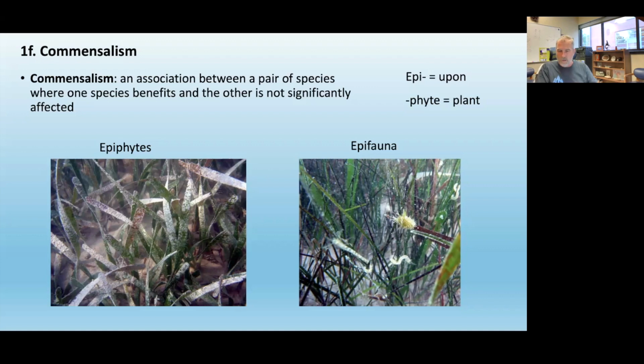That might grow on another species, and that species is not really benefiting from it, but the epiphyte or the epifauna might be using that base as an anchor, or as a place from which they might source food, right? But the plant itself is not really either helped or harmed by that. It's kind of indifferent to that relationship.